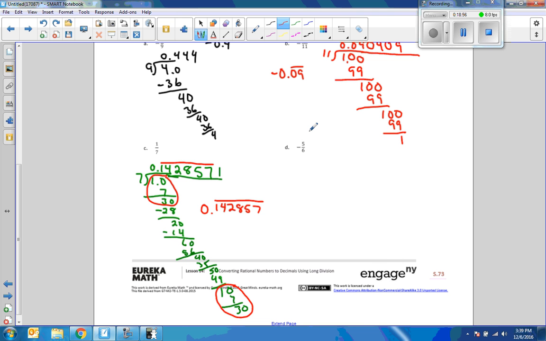Okay? If you got that, that is fantastic. Okay, D. Ignore the negative. 5 divided by 6. 5 won't go, so I set up my initial. 7 times 6 is 42. 8 times 6 is 48. That's the best I can do. 50 minus 48 is 20. 6 times 3 is 18. 20. And now we see we're going to get 18, 20, 18, 20, 18, 20. 6 times 3. So the 3 is repeating, the 8 is not. Let's put a negative in front, and this is our answer.